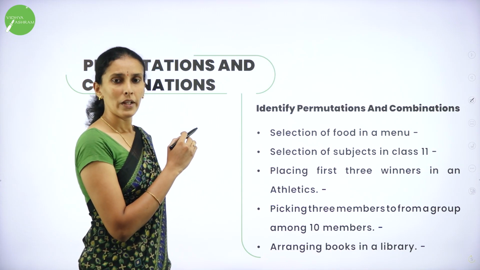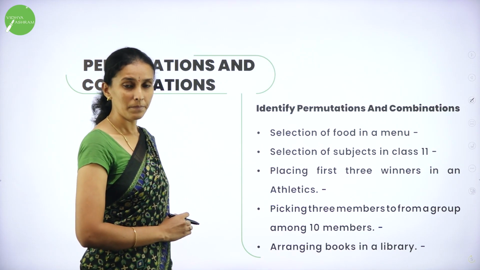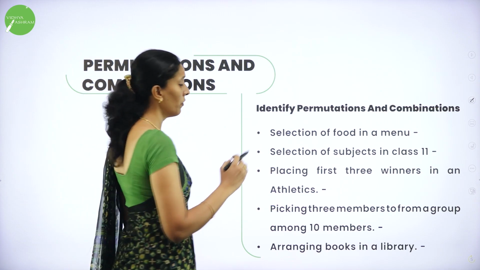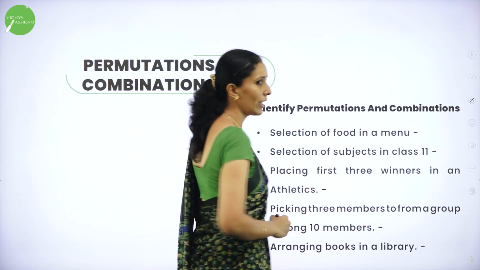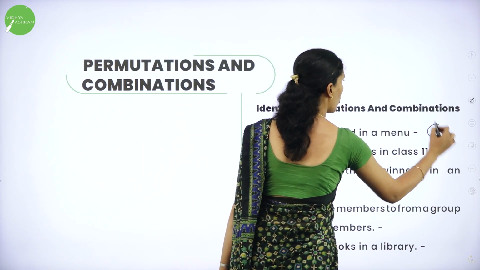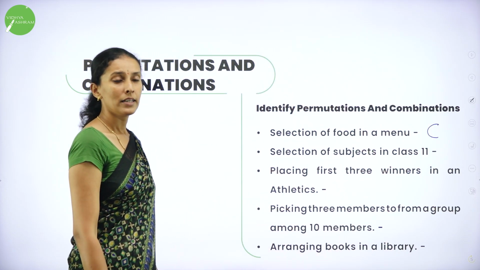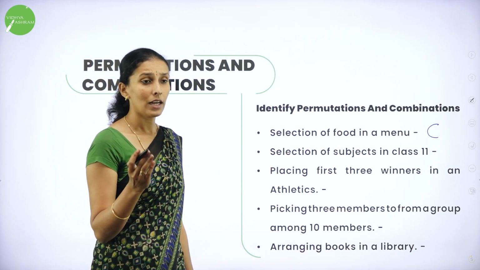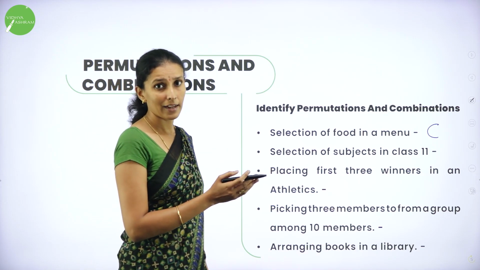I have taken a few examples here. Let me identify what are those permutations and combinations. For example, selection of food in a menu. I already said it is a combination. You can choose any food of your favorite. Next, selection of subjects in class 11. That is up to you. You can choose either science or commerce.